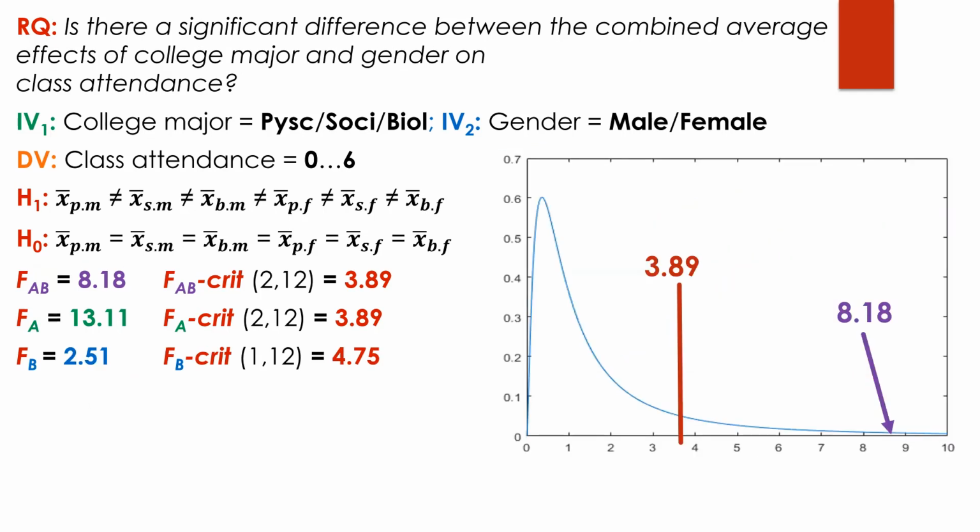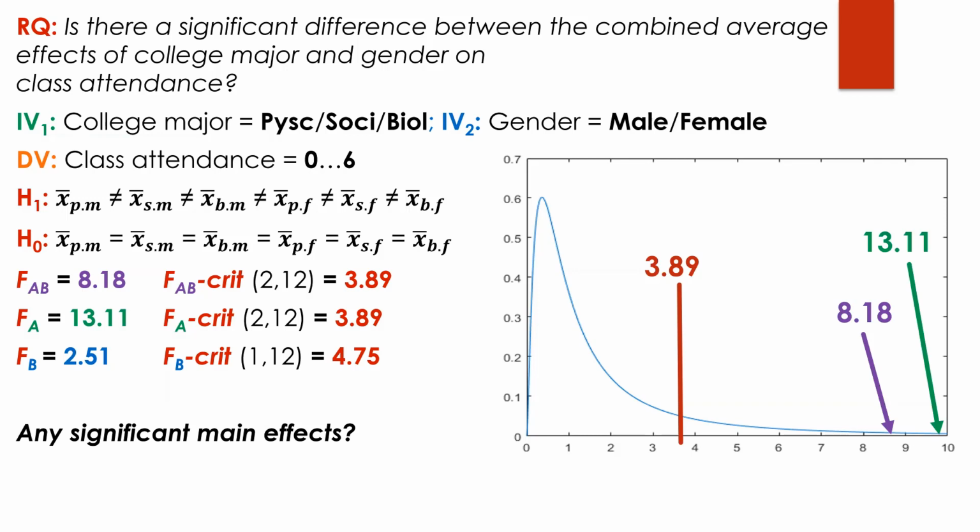Now, lastly, what are some questions we might ask? Well, simply, we would ask, are there any significant main effects? Okay, so we can see that the critical score for the main effect of A is the same crit as the interaction, 3.89. And the calculated score, 13.11, goes much past the crit score. And we see that the crit score for gender is 4.75, and the calculated score is before it. It doesn't go past it.